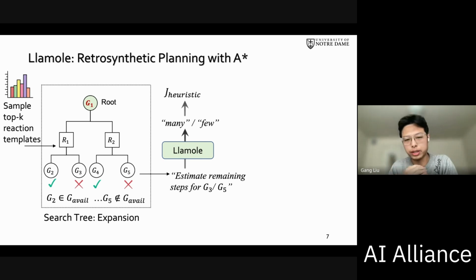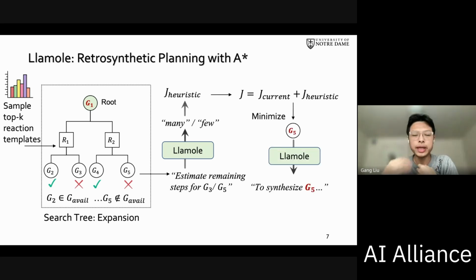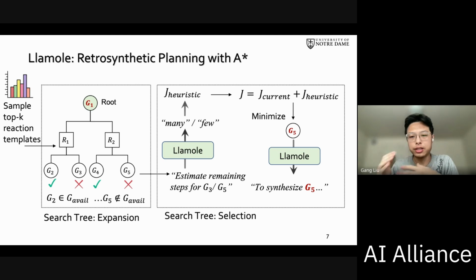Then we can convert the answers into some heuristic scores. Then we can add this score with the existing cost to get the total cost. And to choose the next leaf node to expand this tree, we want to minimize this cost. So suppose in this case, this G5, so we can select G5 as the next node to expand this tree.